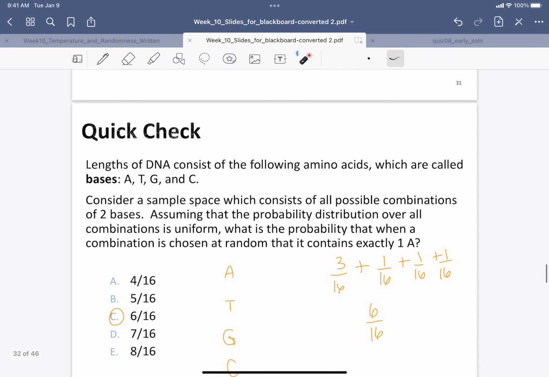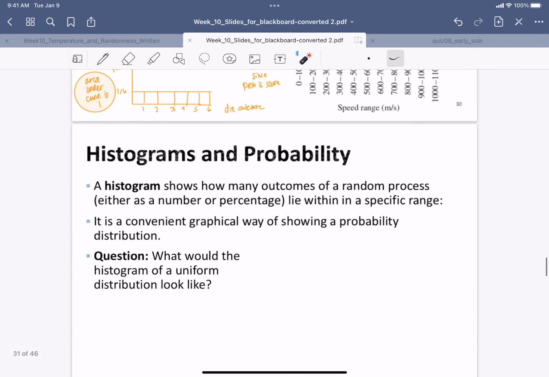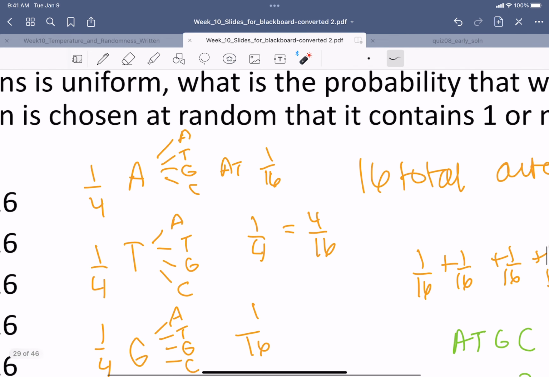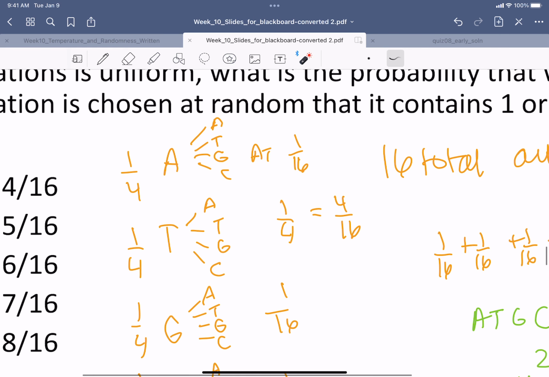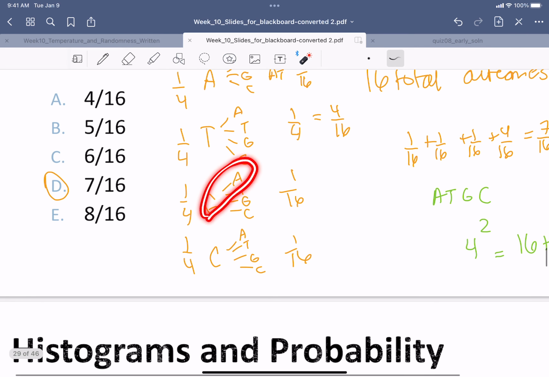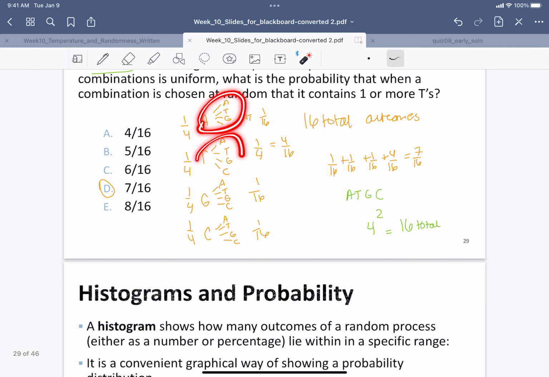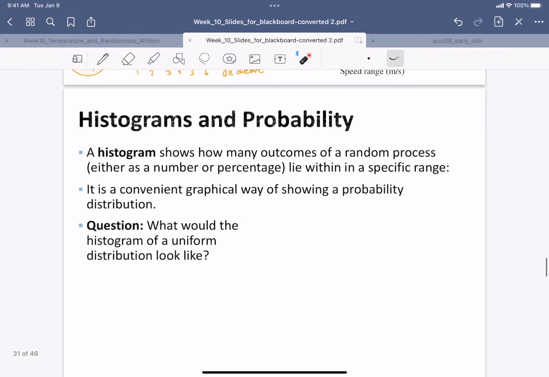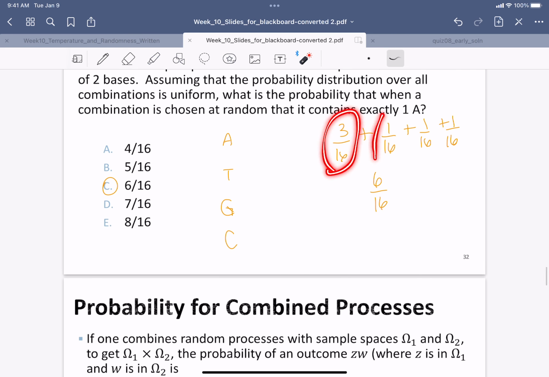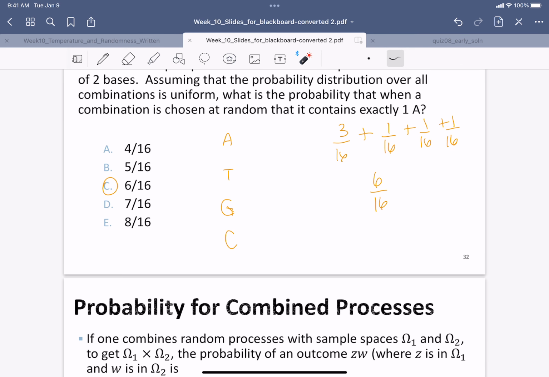So these problems are really about first figuring out your total outcomes, and then looking for what condition they're asking for. If they're asking for the next one, how many have exactly one A, I'll go back and look at which ones have exactly one A. This is AA, so that doesn't qualify. But I have AT, AG, and AC, so that qualifies. That's 3 out of 16. This has 1 A, that qualifies. This has 1 A, that qualifies. This has 1 A, that qualifies. So 3 out of 16, 1 out of 16, 1 out of 16, and 1 out of 16. That's 6 out of 16 for those that contain exactly 1 A.